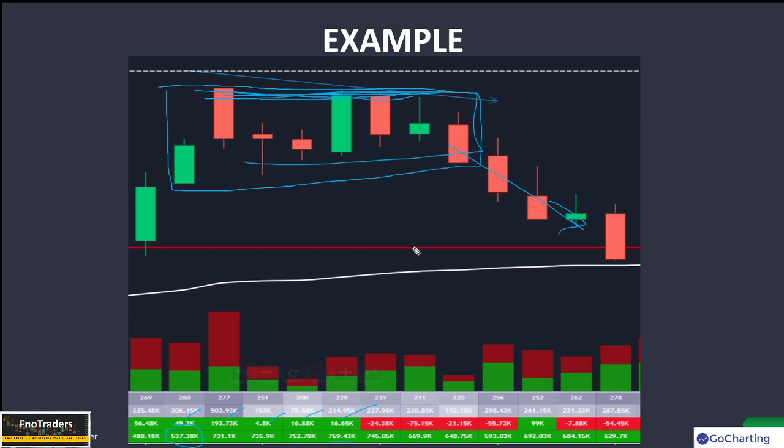Absorption is a very good counter trend strategy for trying to play trend reversal with very low risk, because you have very small stops and you can participate in a counter trend strategy.